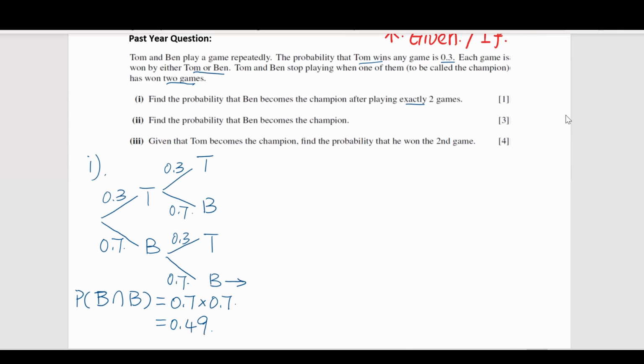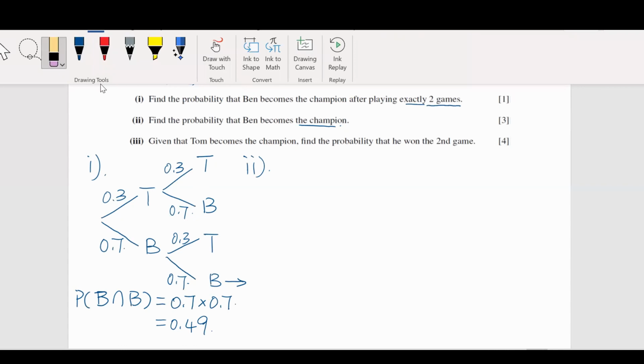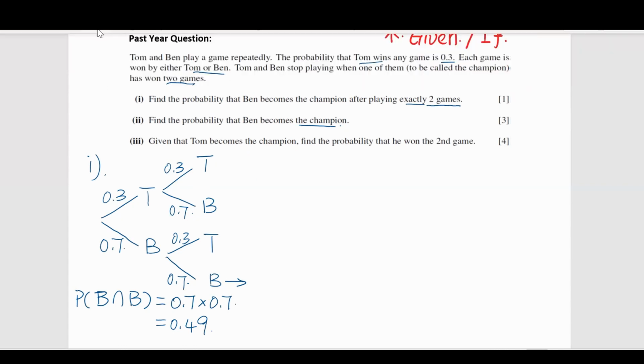Okay, so now we move on to part 2. Find the probability that Ben becomes the champion. The slight difference compared to the first question is that in part 1 Ben has to become the champion after exactly 2 games. That simply means Ben must win 2 consecutive games. But part 2 is asking for Ben to become the champion, and for that to happen, they might have to play up to 3 games, right? Why do I say so?